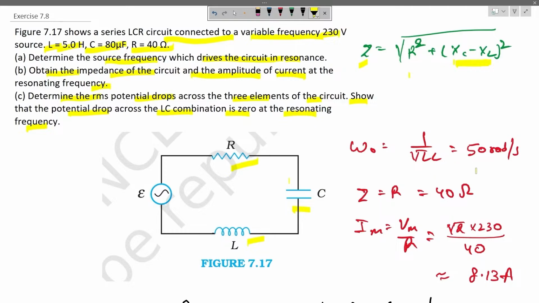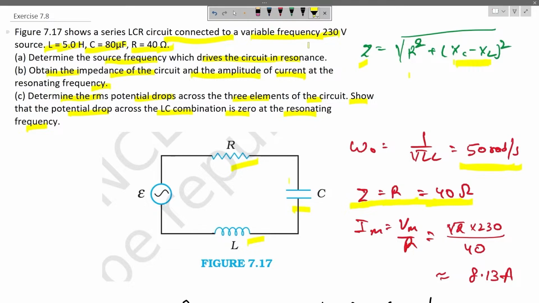Upon substitution, we will get to know that it is equal to 50 radians per second. And as discussed earlier, at resonance, impedance is equal to resistance, and that will be equal to 40 ohm, because we have been given that the resistance of the resistor is 40 ohm. So Z will be equal to 40, and the peak current is given by peak voltage divided by R.